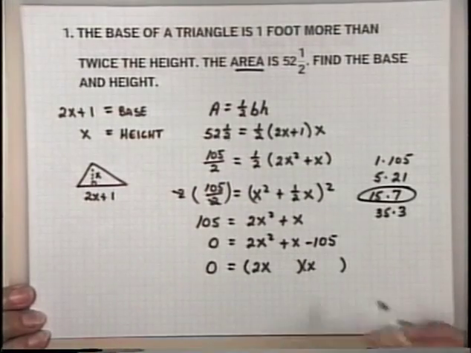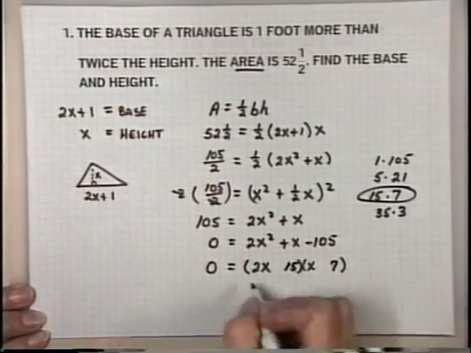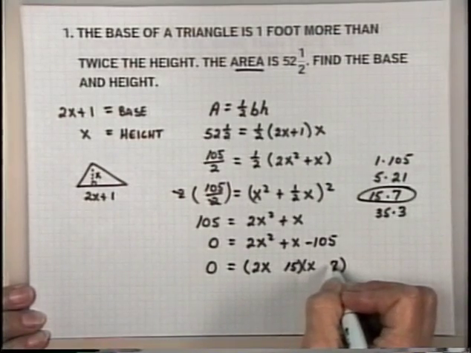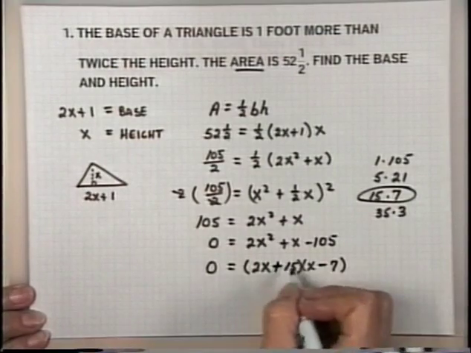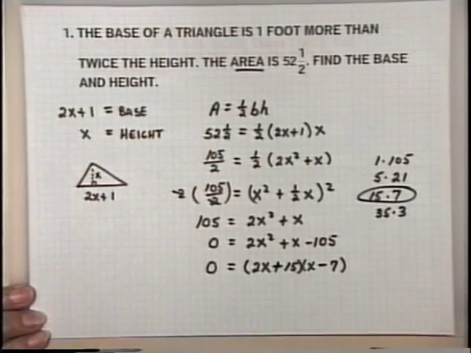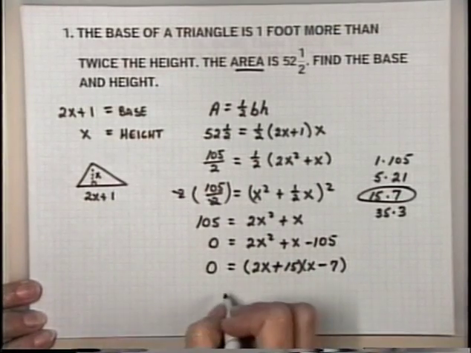I think this is the combination that we want. If we place 7 here and 15 here, our outside product is a 14x. If we make that product negative and the inside product positive 15x, we have our plus 1x and we have our negative 105.